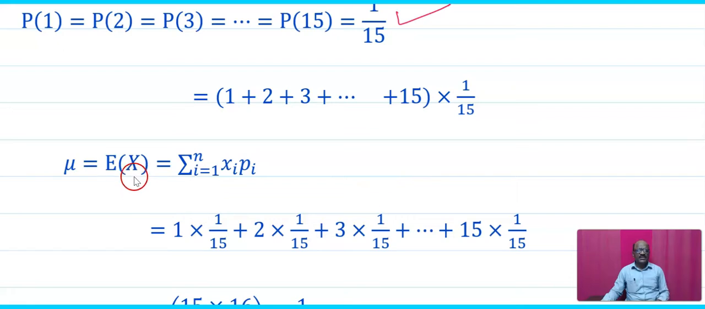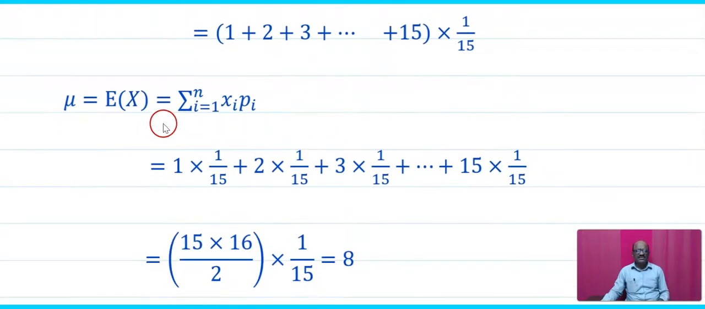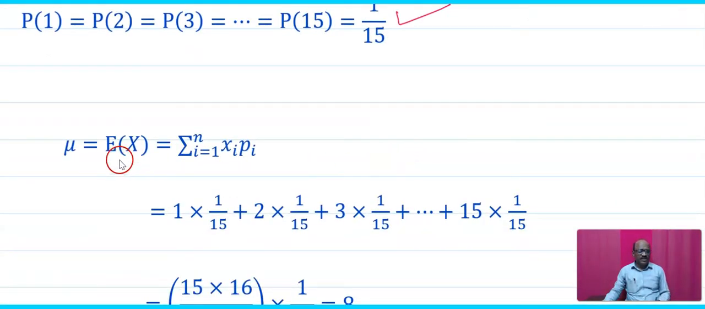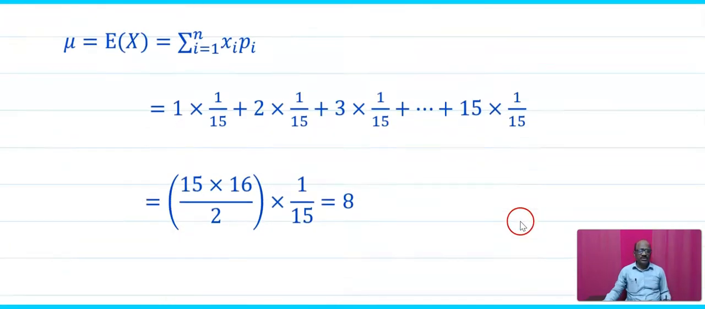And therefore the expected value of this is nothing but... Now see here, all the numbers are equiprobable, therefore P(1) = P(2) = P(3) = ... = P(15) = 1/15. Now the mean E(X) = summation i = 1 to n of xi pi. 1 has probability 1/15, 2 also has probability 1/15, 3 also has probability 1/15, and in this way the last one, 15 into 1/15.